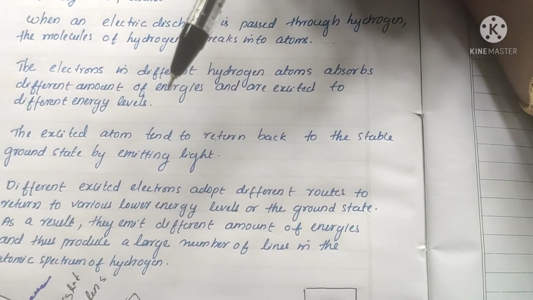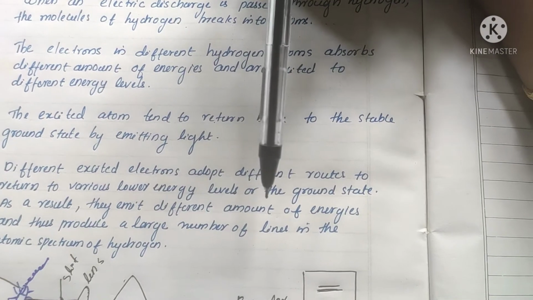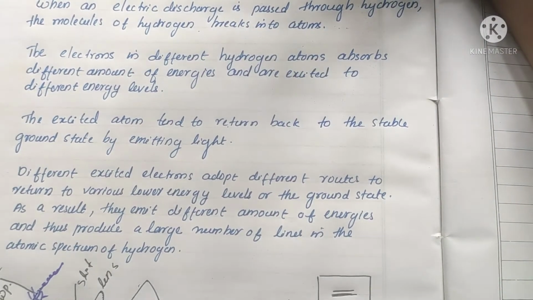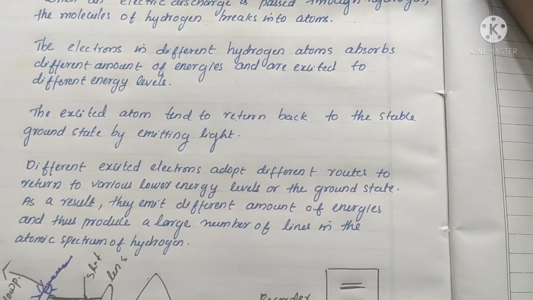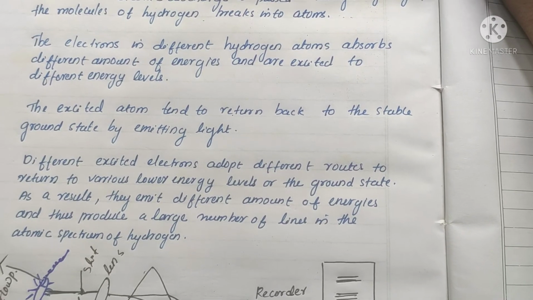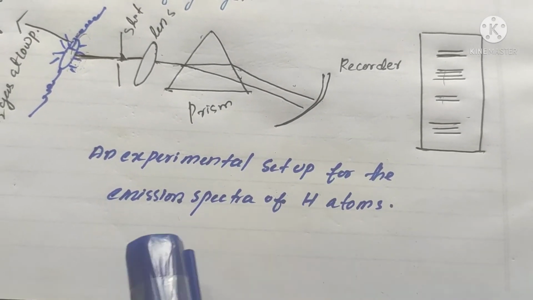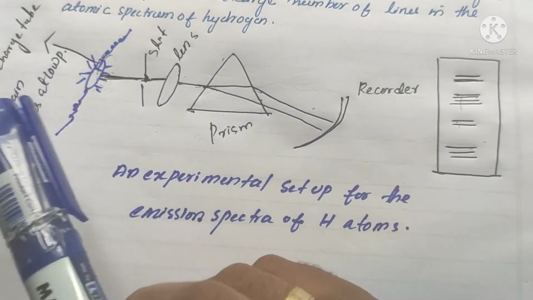Different excited electrons adopt different routes to return to various lower energy levels or the ground state. As a result, they emit different amounts of energies and thus produce a large number of lines in the atomic spectrum of hydrogen. An experimental setup for the emission spectrum of hydrogen atom is shown in this figure.